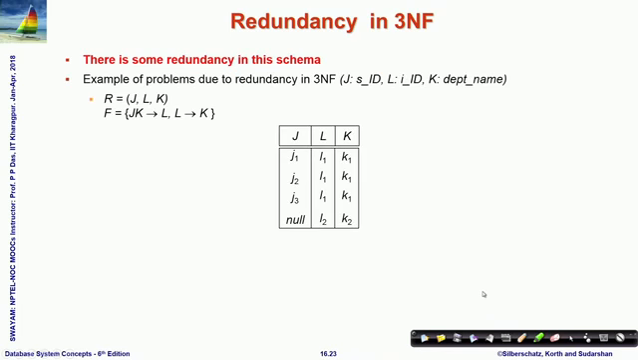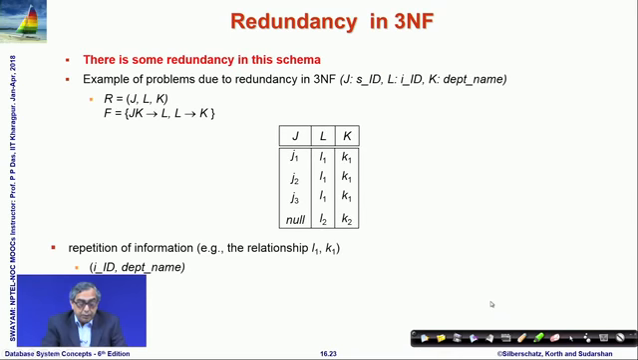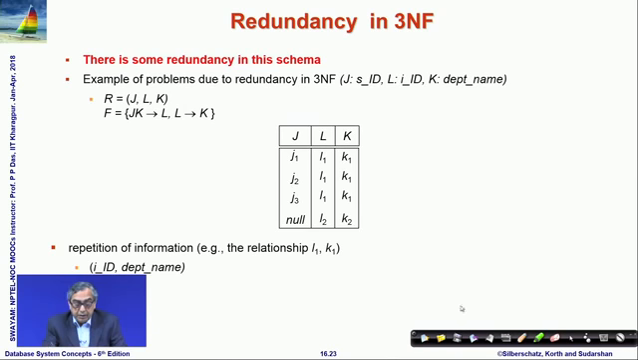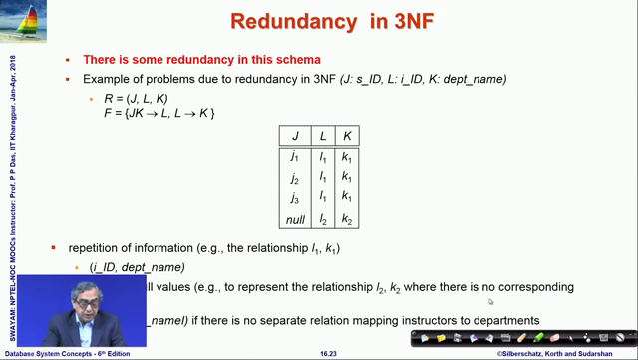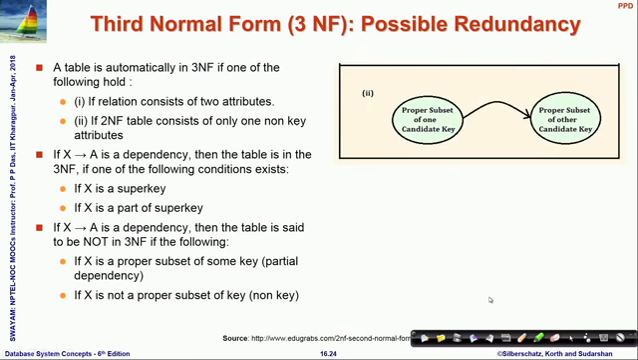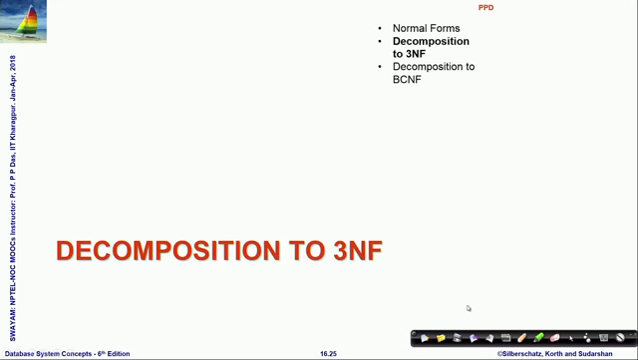There is some redundancy in this schema that you can observe. This is just constructed, and because of this redundancy, we have had to use null values in this case. So, in third normal form, there is possible redundancy coming in, and these are the different cases that we have to check through. So, we have seen the different normal forms.